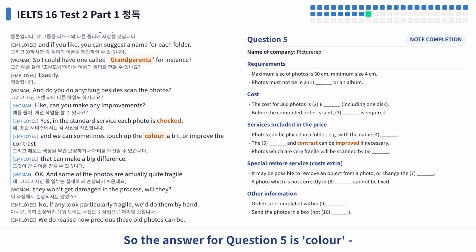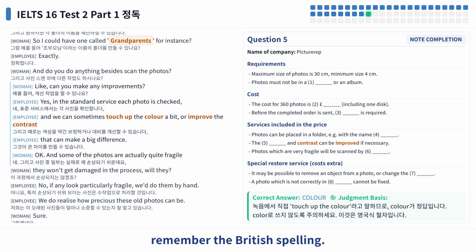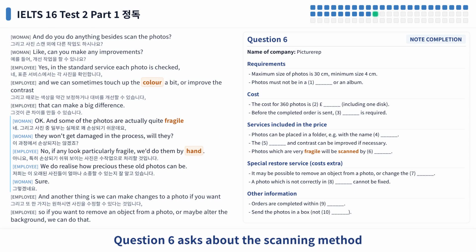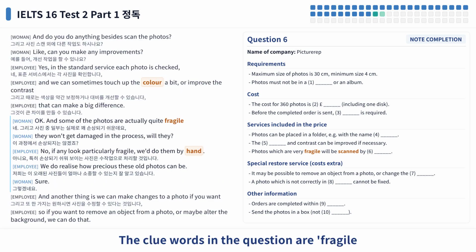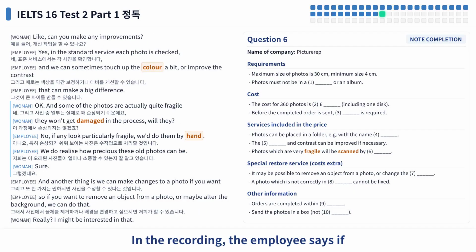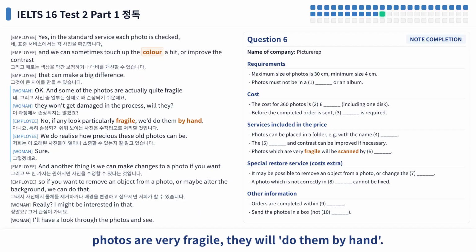Be careful not to write the American spelling. This is British spelling. So the answer for question 5 is colour. Remember the British spelling. Question 6 asks about the scanning method for fragile photos. The word by before the blank tells us we need a method or tool. The clue words in the question are fragile photos and scanned by.